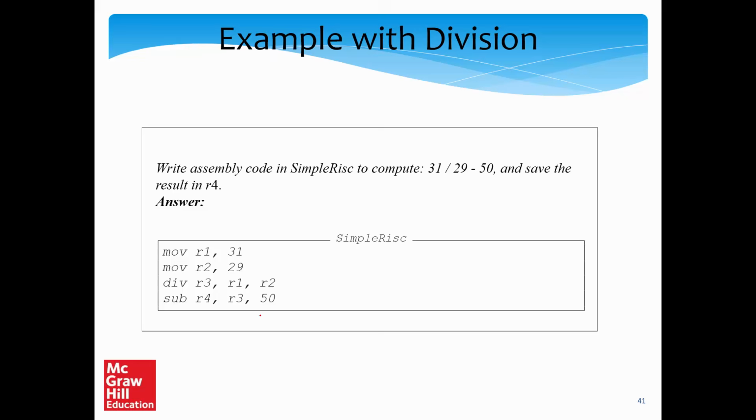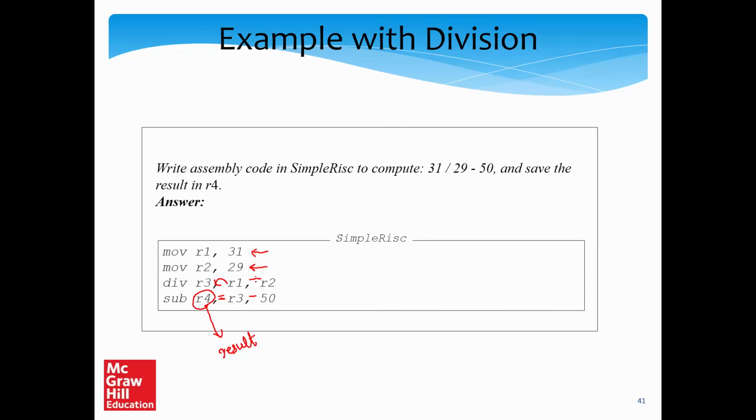So let's map them. Let's map 31 to R1. Let's put 29 in R2 as can be seen in these two statements. Then let's divide R1 by R2 and the result will get saved in R3. And from R3 we subtract 50, so we compute R3 minus 50 is equal to R4. And R4 contains the final result as mentioned in the question.